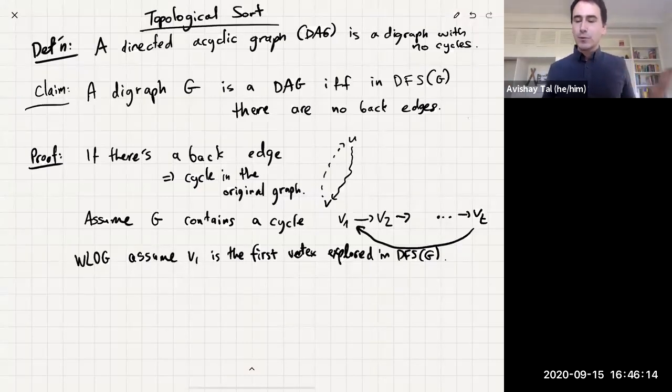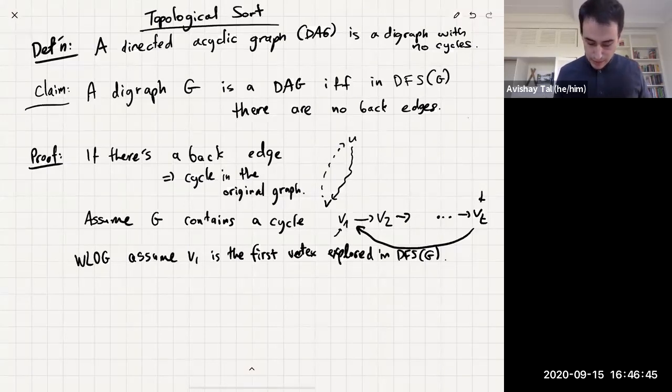Now, what did we prove about DFS? We proved that if we start exploring from V1, then by the time we finished, we have explored all the possible vertices that are reachable from V1. Right? Recall that this is what we proved earlier. So we know that by the time we finish exploring V1, we must explore VT. Okay?